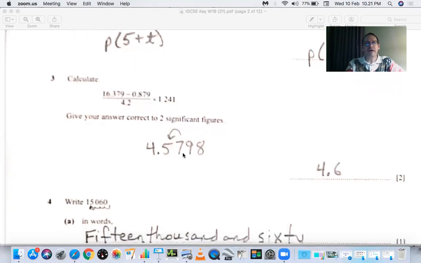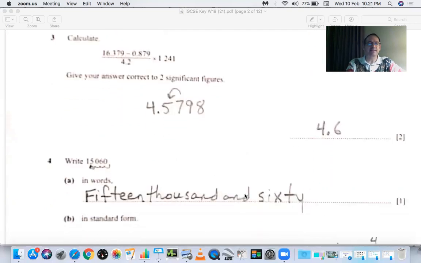You get 4.5798, and it says to two significant figures. So the 4 would be the first and 5 is the second. You look at the number after it, which is 7. It's 5 or greater, so it's going to round this up, and you're going to get 4.6.